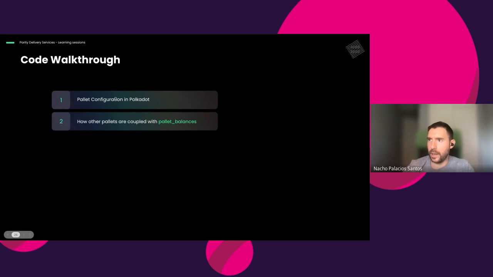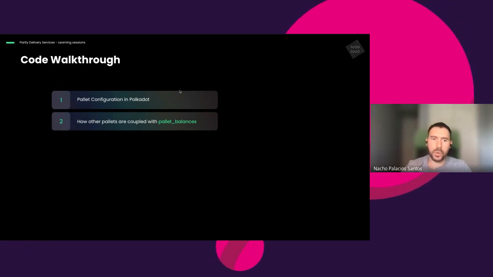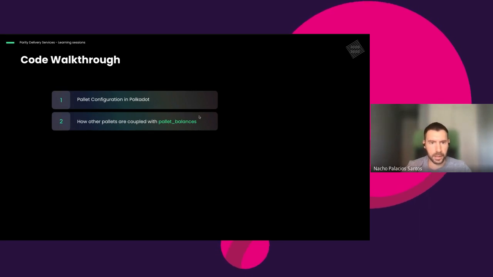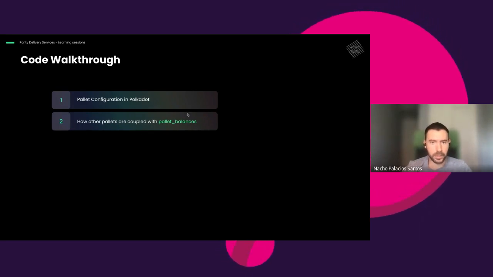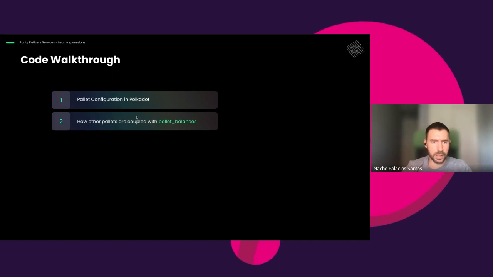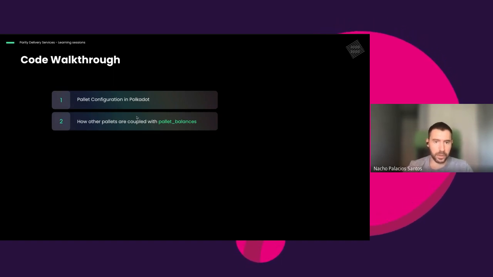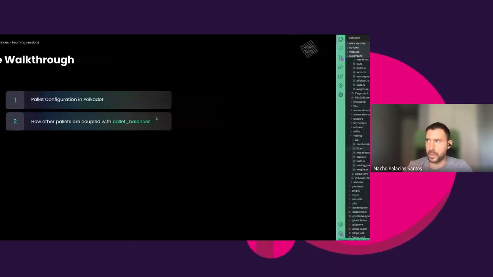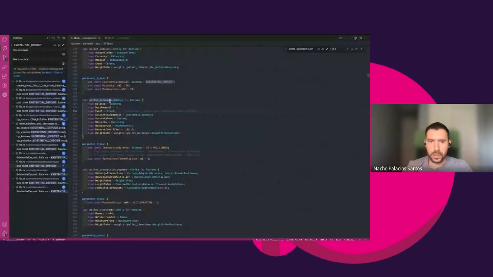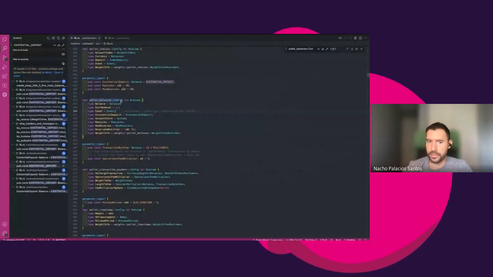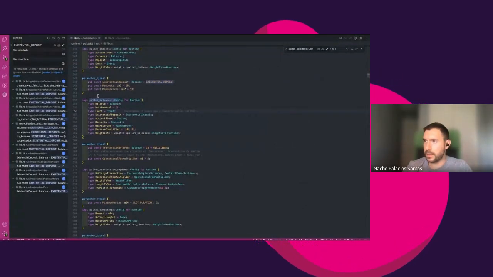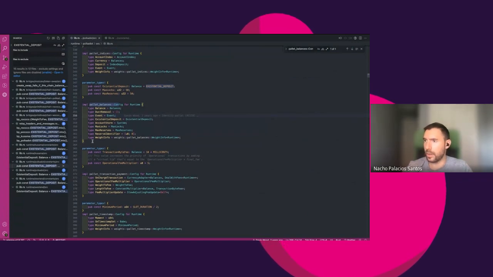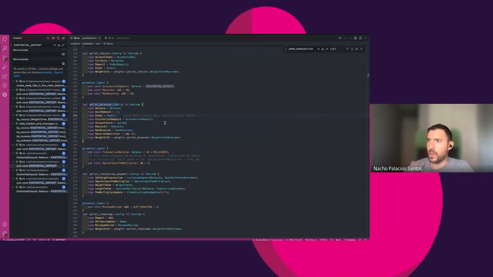Okay, so we are going to see a couple of things. The first one is how the pallet is configured in Polkadot. And the other one is how other pallets are coupled with pallet balances. Let's go with the first one. So here we have the pallet balances configuration. We'll go through all of its types.